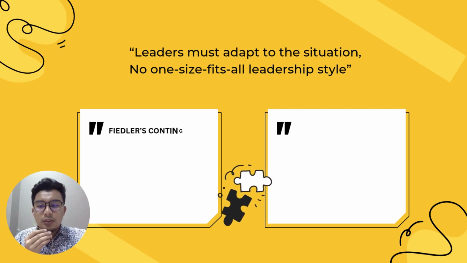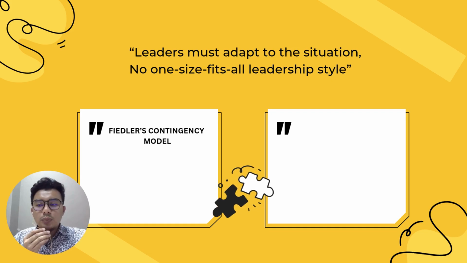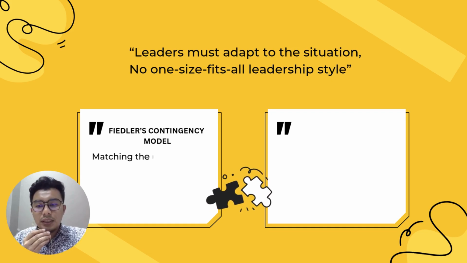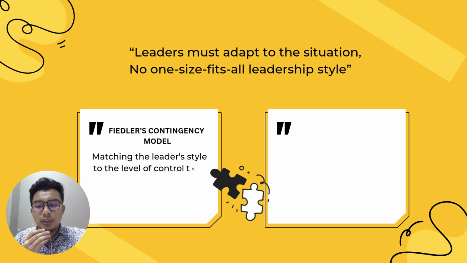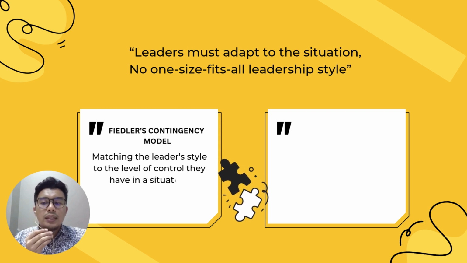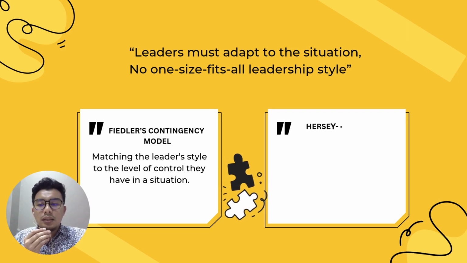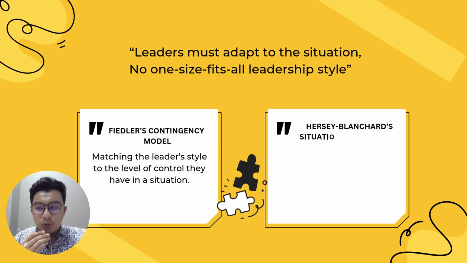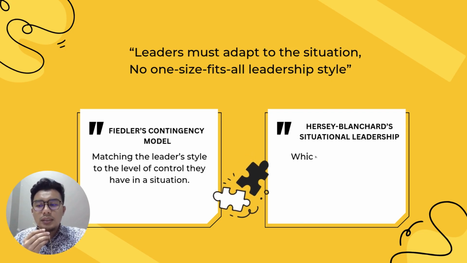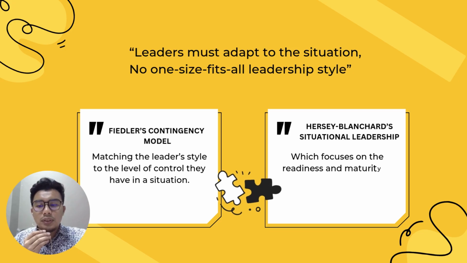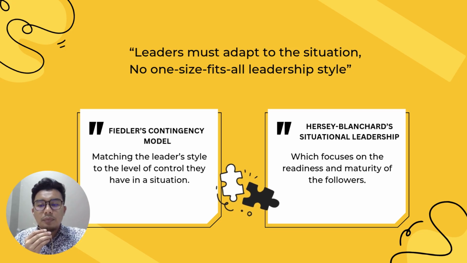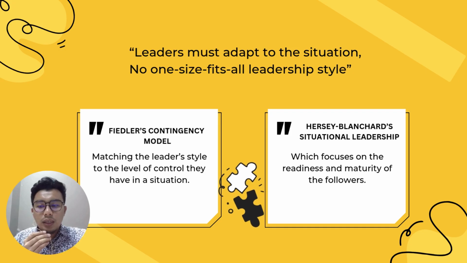Firstly, Fiedler's contingency model. This model emphasizes matching the leader's style to the level of control they have in a situation. While the second one, the Hersey-Blanchard situational leadership theory, focuses on the readiness and maturity of the followers. Leaders must adapt their style from directing to delegating based on how capable and willing their followers are.